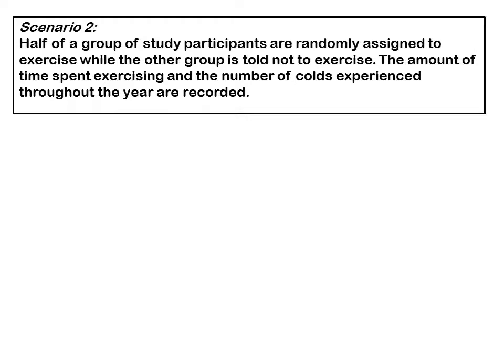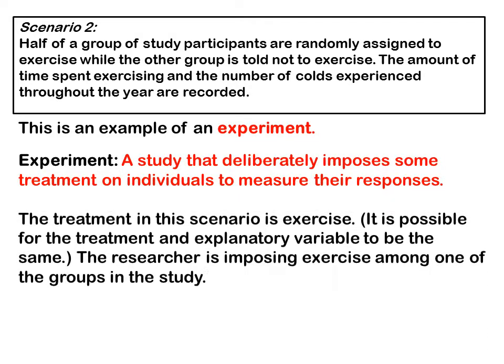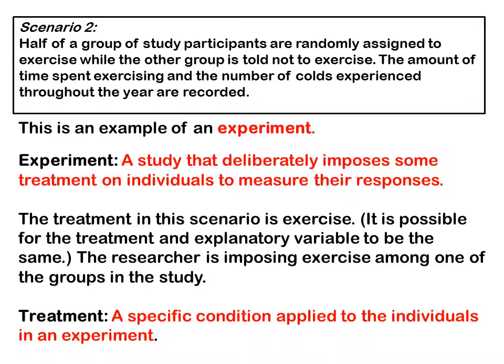In scenario 2, this is actually an experiment. An experiment is a study that deliberately imposes some treatment on individuals to measure their responses. So in the previous scenario, the subjects were already exercising, but in this example, we are actually making people exercise and another group not exercise. The treatment in this scenario is exercise. It is possible for the treatment and explanatory variable to be the same. The researcher is imposing exercise among one of the groups in the study. A treatment is a specific condition applied to the individuals in an experiment.